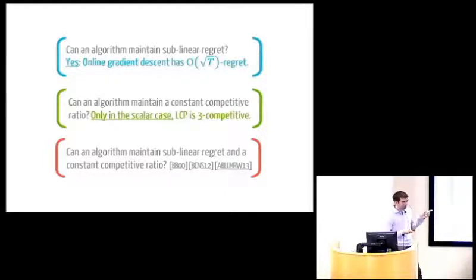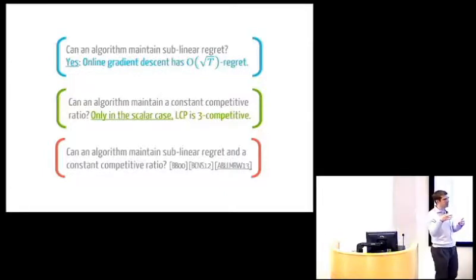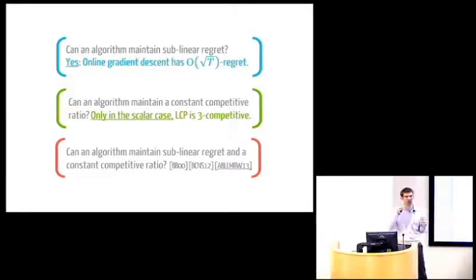Competitive ratio is much harder. Here, there are impossibility results in general that you can't be better than sort of square root of T competitive ratio, so you can't have constant competitive ratio in general. In the scalar case, and now actually there was just a new paper by some people that will appear in STOC this year, it says in the two-dimensional case as well, you can get constant competitive ratios.